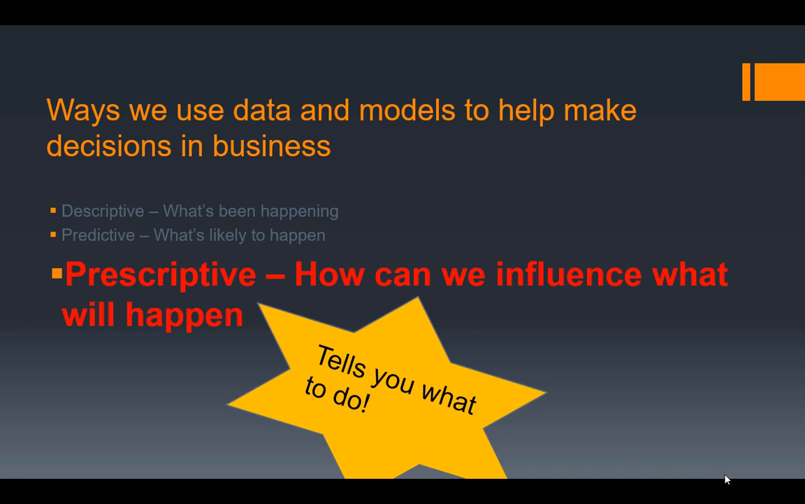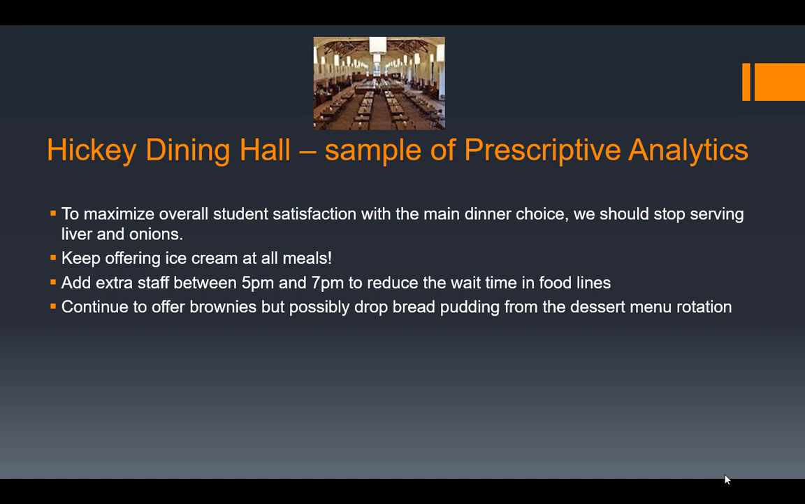Now, prescriptive analytics will tell us how we can influence what will happen. It tells us what to do. So at the Hickey, prescriptive analytics can tell us that to maximize overall student satisfaction with the main dinner choice, we should probably stop serving liver and onions. We should keep offering ice cream at all meals, and that we should add extra staff between 5 and 7 p.m. to reduce wait times in food lines. And finally, we should continue to offer brownies, but possibly drop bread pudding from the dessert menu rotation.